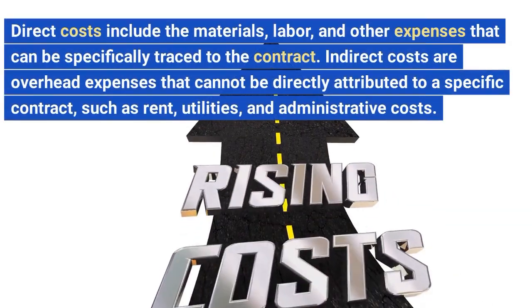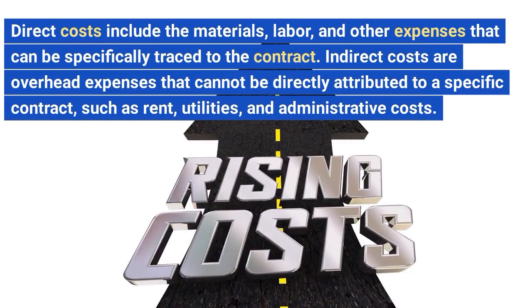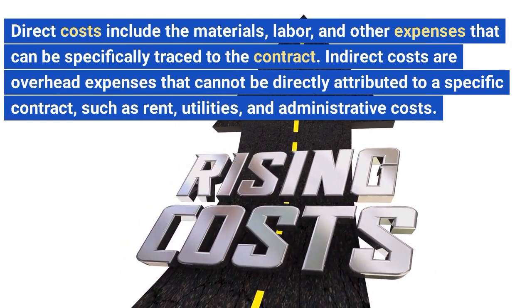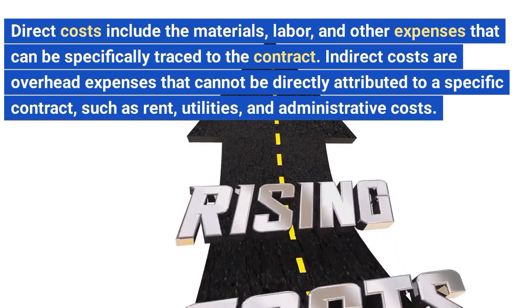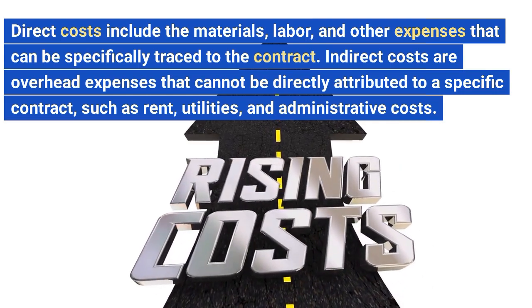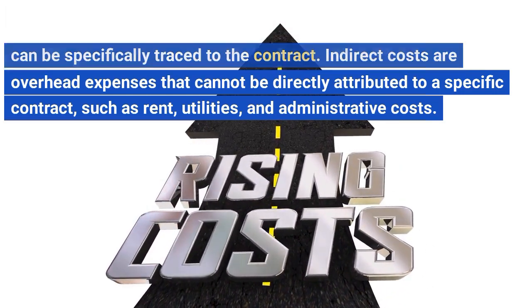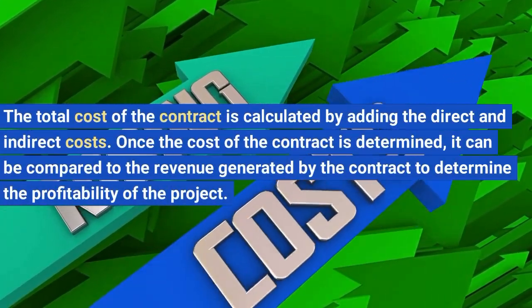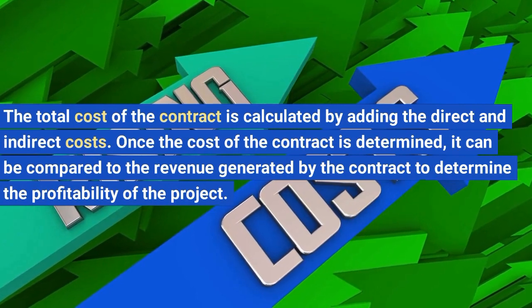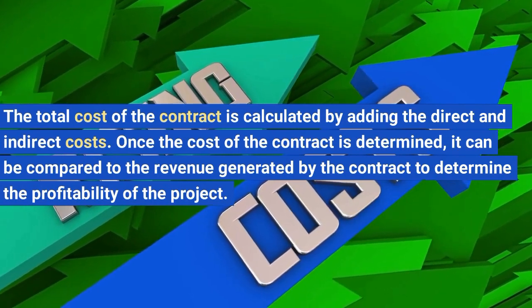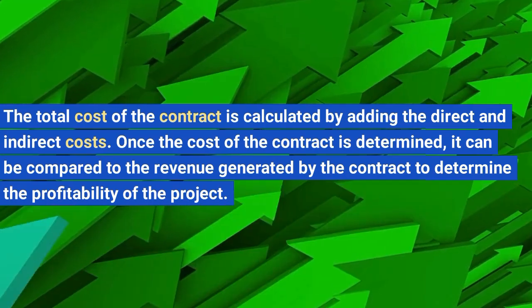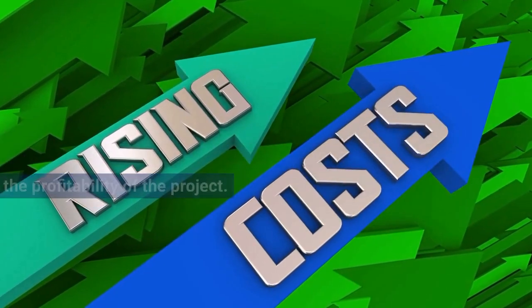Direct costs include the materials, labor, and other expenses that can be specifically traced to the contract. Indirect costs are overhead expenses that cannot be directly attributed to a specific contract, such as rent, utilities, and administrative costs. The total cost of the contract is calculated by adding the direct and indirect costs. Once the cost of the contract is determined, it can be compared to the revenue generated by the contract to determine the profitability of the project.